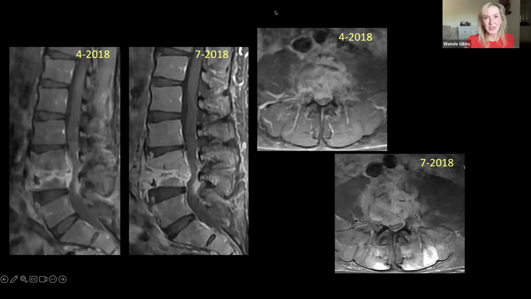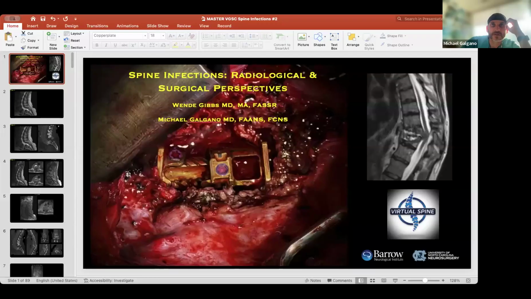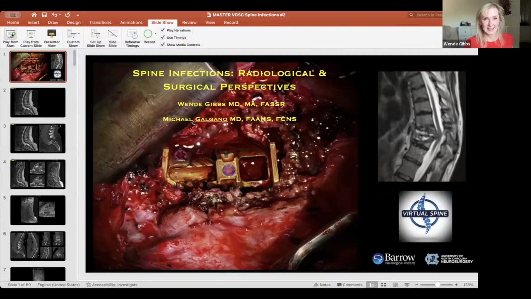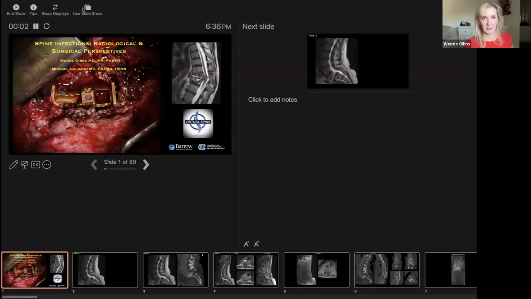So I'm going to stop sharing my screen. Let's see. See if you guys are able to see my screen? Yes, you are. Okay. Let's see. Okay.